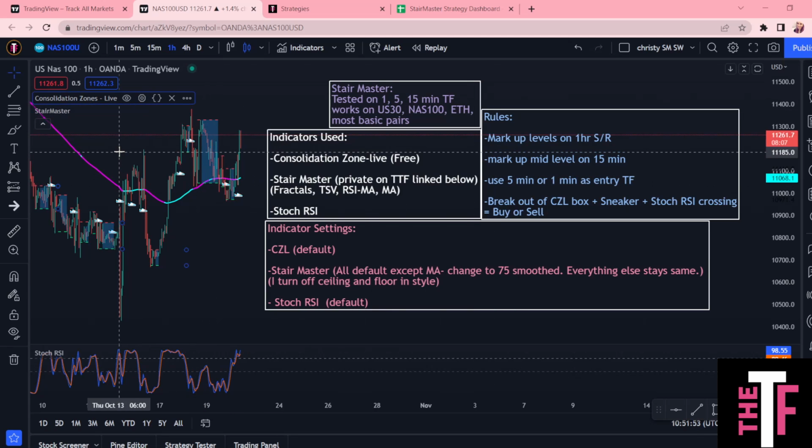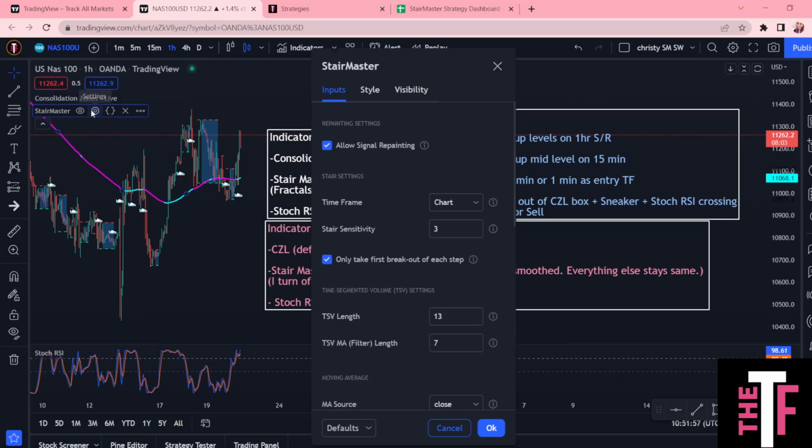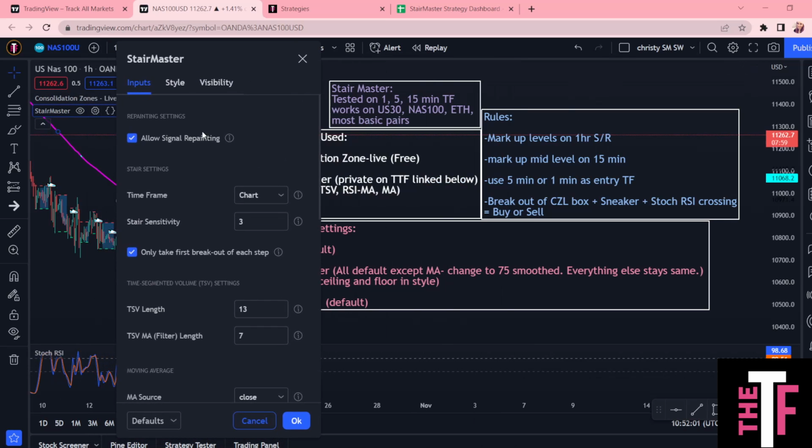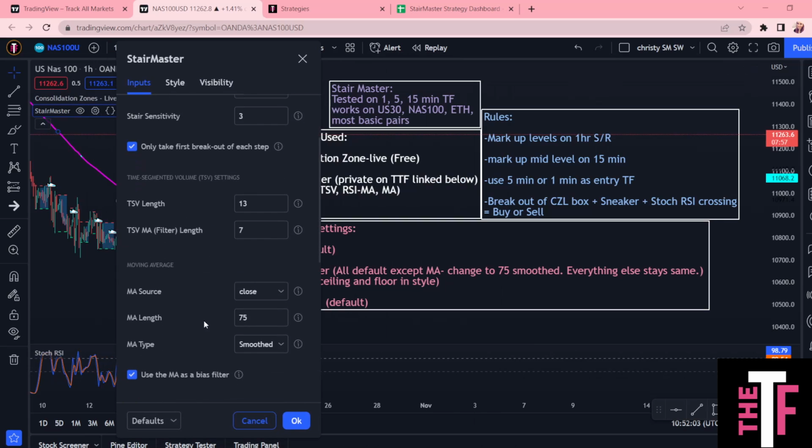As far as StairMaster goes, if you're using the Trading Floor indicator, you guys will see what I do is I keep everything default for this. The only thing that I do change is I change my moving average to 75, because we are going to be using lower time frames like the 1 and the 5 minute in order to get the entries. I find the 75 is a little bit better. But if you are more experienced, feel free to play around with your moving averages. If you have one you prefer, you can play with it. I personally like the 75 and I keep it as smoothed.